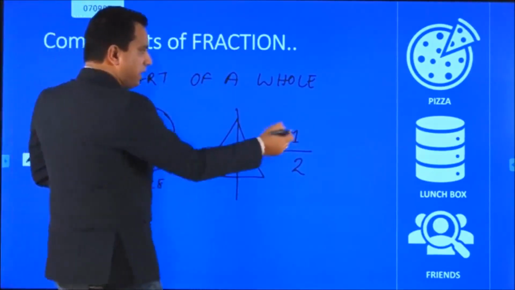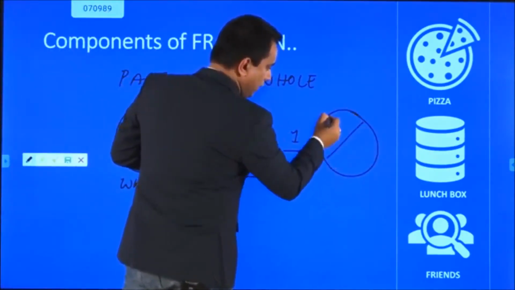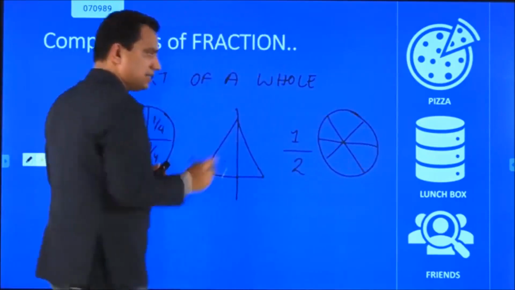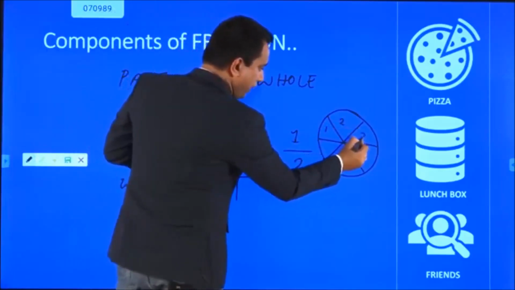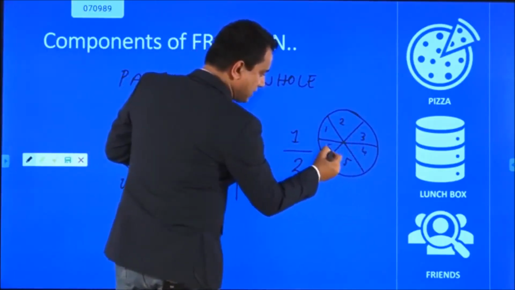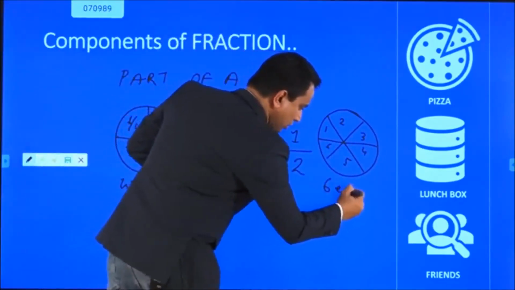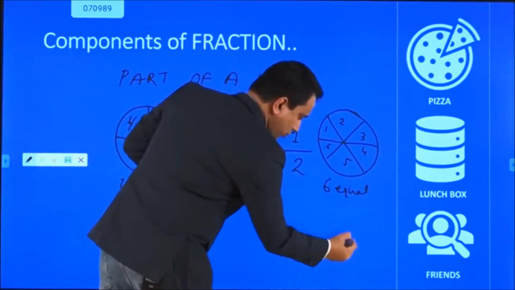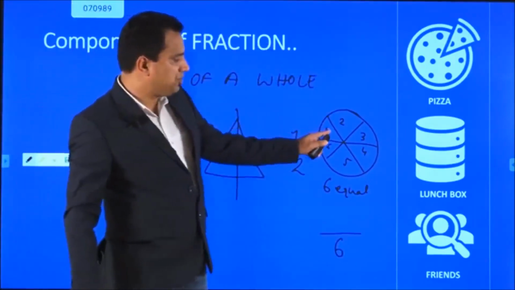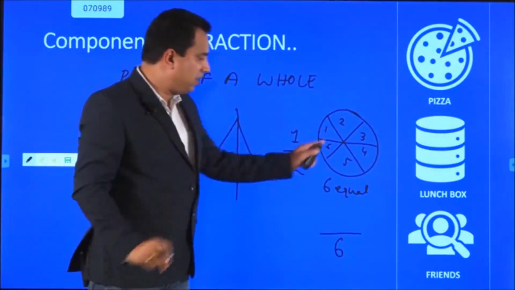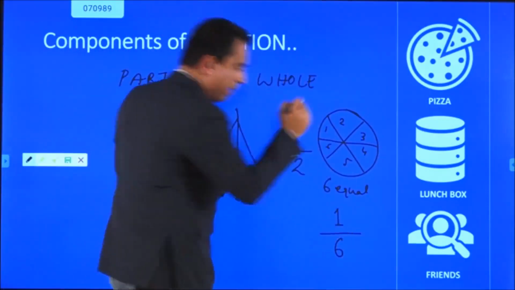The same way, let's pick up another circle and try to divide it into equal parts. Now, if you try to count, you have 1, 2, 3, 4, 5, and 6. So the entire circle is divided into 6 equal parts, right? So the total parts are 6, which is what you write at the bottom. You put a bar on top of it. Now, if you have to talk about the equal share of this circle, then you say the equal share is 1 by 6.